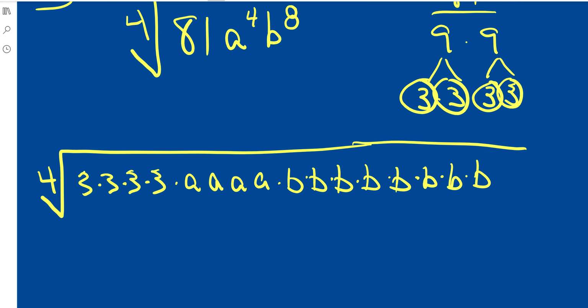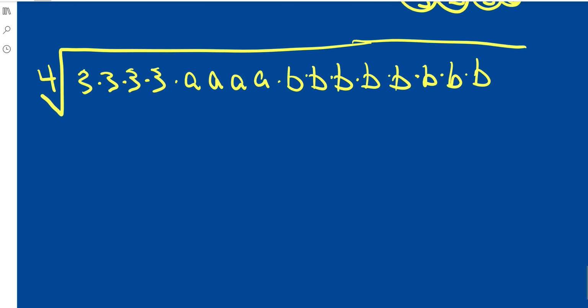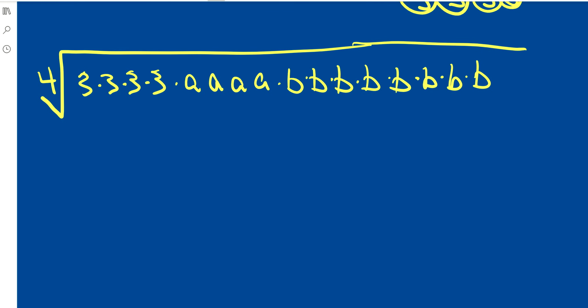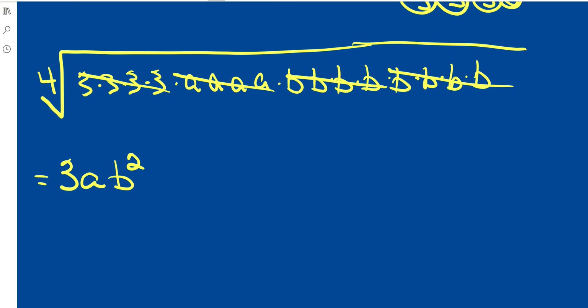Now I can get my answer. Now it's saying for every 4 of the same number, I'm going to take 1 out. And here's 4 3's, so 1 comes out. 4 A's, so 1 comes out. 4 B's, 1's coming out. And 4 B's here, 1 comes out, and I'm going to square this one. All right, and this is my solution. The 4th root of 81, a to the 4th, b to the 8th, is 3ab squared. And you will guarantee to get them right.